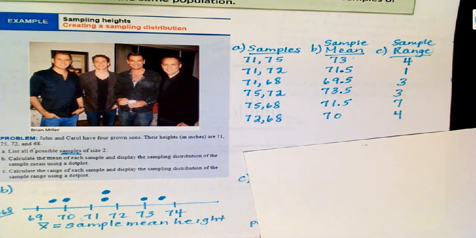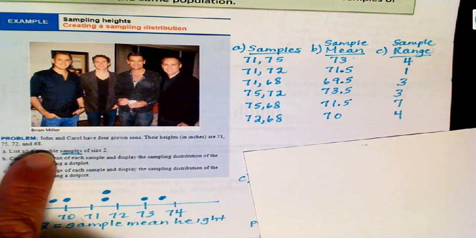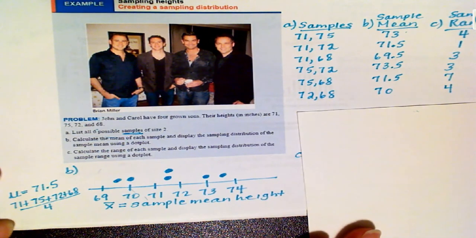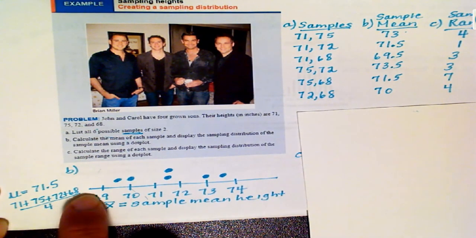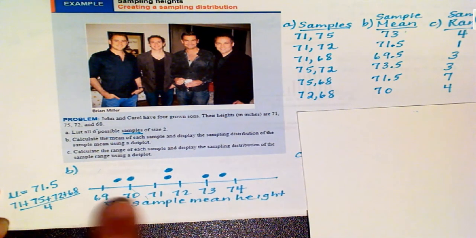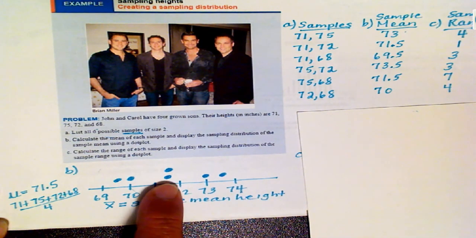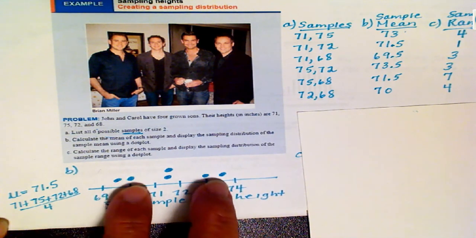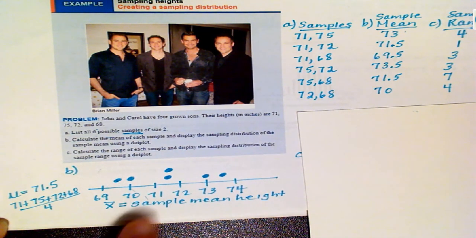One thing I did over here is I actually calculated the population mean, which is easy to do because there's only 4 values. I added up the heights of the brothers, divided by 4, and I got 71.5. And when I look at this display from my sample means, that's pretty good. That's right on the money because these are both 71.5. These two are exactly the same as this, so it's going to give me an average of 71.5.